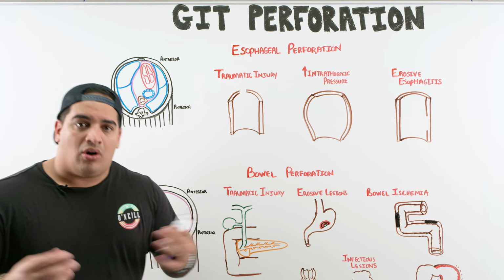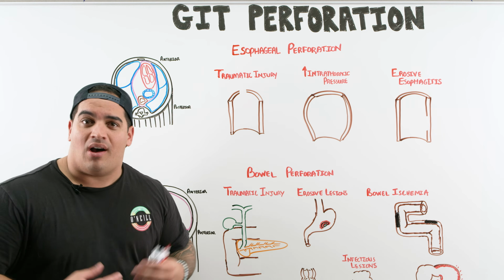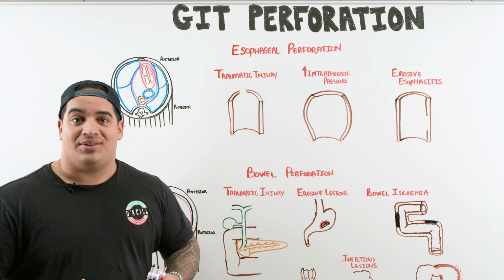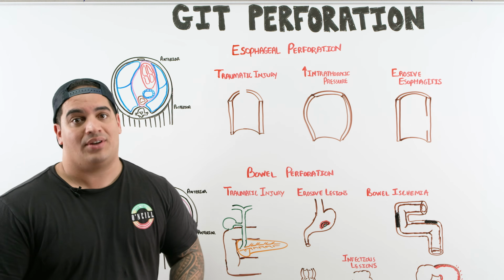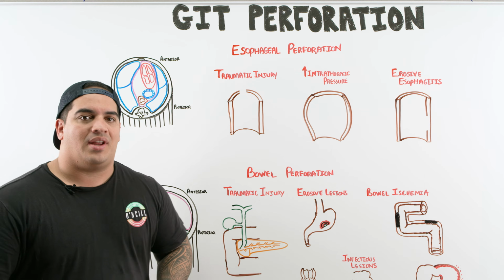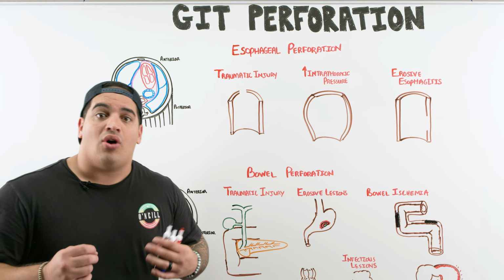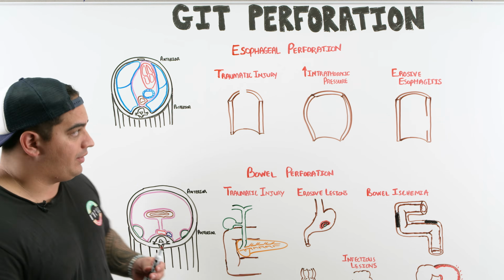Whenever these organs perforate, we call it a perforated viscus, a hollow organ. It can cause a lot of potential complications, and these patients can go downhill pretty quickly if this occurs. I think it's important to understand the classic presentation, the pathophysiology, and the associated causes. So let's talk about that first.